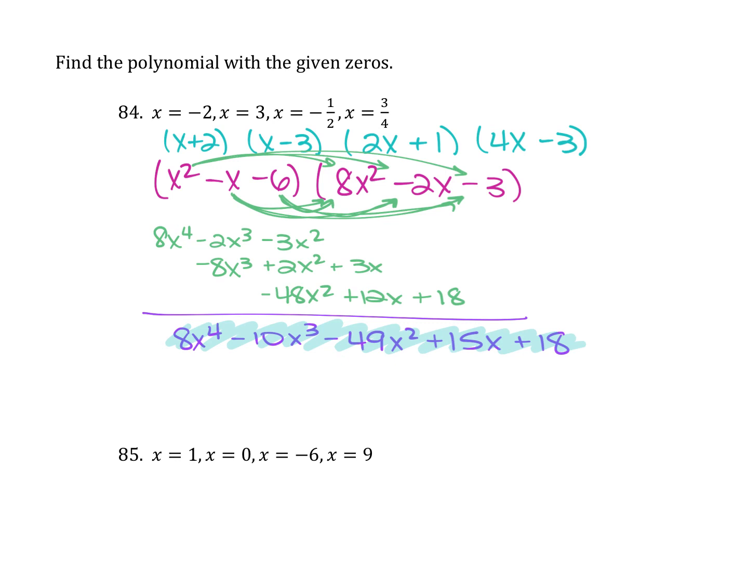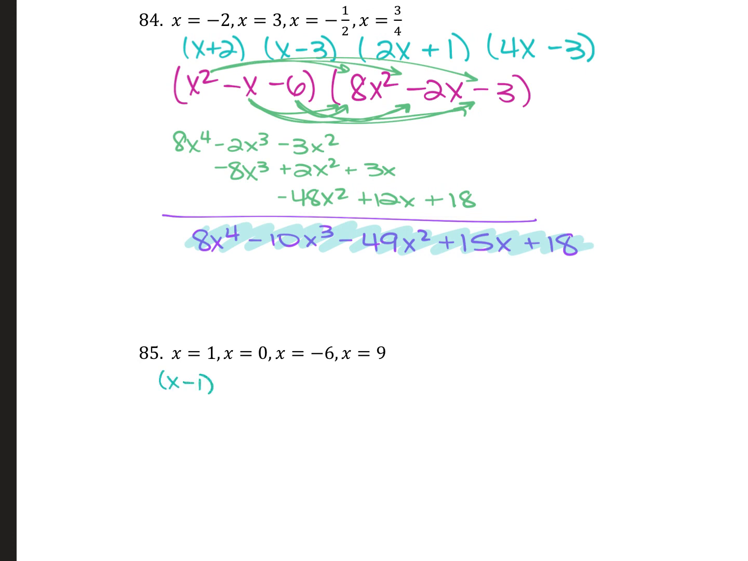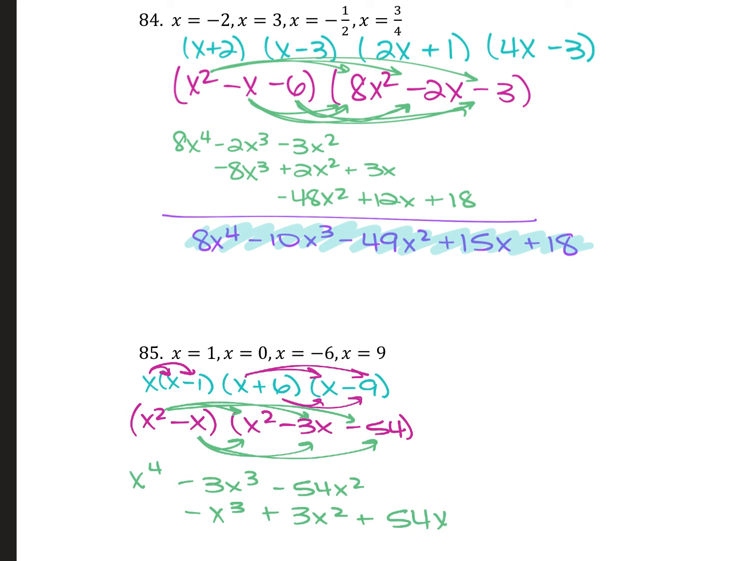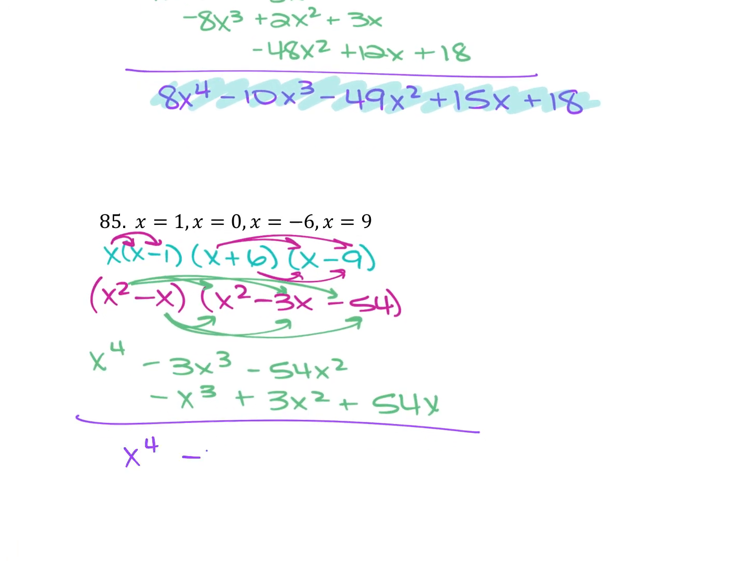For number 85, we have x is equal to 1, which is going to give us x minus 1. X is equal to 0, which is just x. Then x is equal to negative 6, which gives us x plus 6. And x is equal to 9, which gives us x minus 9. So we distribute in the x to give us x squared minus x. Then we have x squared minus 3x minus 54 when we FOIL out the x plus 6 times x minus 9. So we're going to multiply in this x squared. This gives us x to the 4th power minus 3x cubed minus 54x squared. Then do the same with the negative x: minus x cubed plus 3x squared plus 54x. Combine your like terms. So that's x to the 4th power minus 4x cubed minus 51x squared plus 54x.